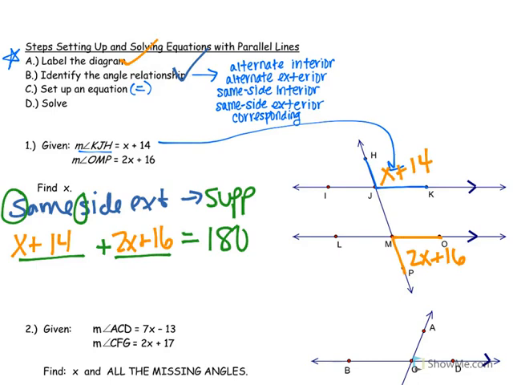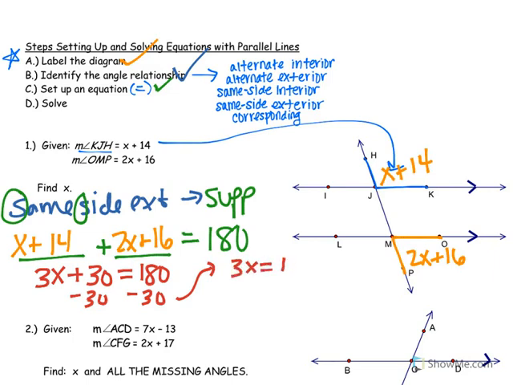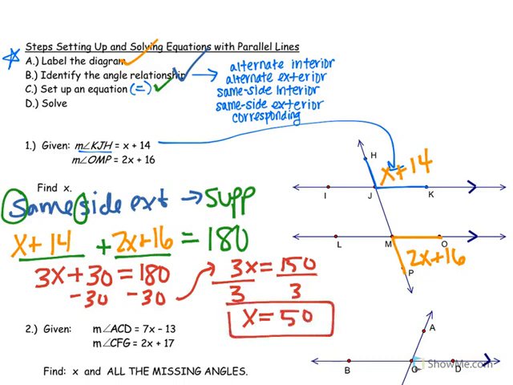Let's combine like terms. That's my last step, right? Step D is to solve. Combine like terms becomes 3x plus 30 equals 180. Subtract 30 from both sides. I'm just going to move over here, and I get 3x equals 150. Divide by 3, and I get x equals 50 degrees. X equals just 50. All right?